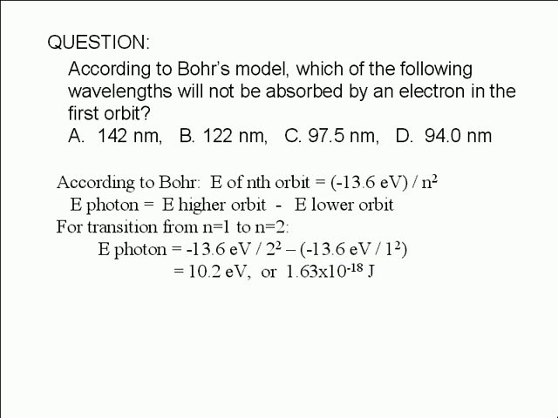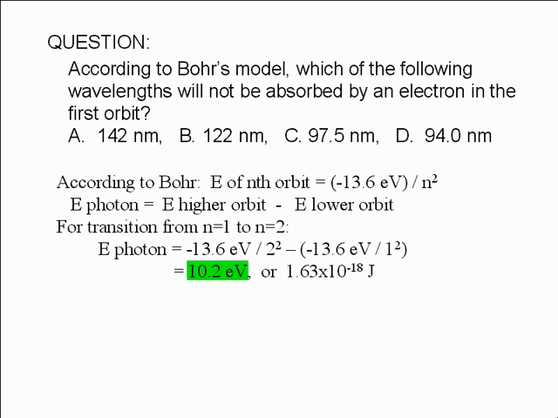The energy of the electron in the second orbit is negative 13.6 electron volts divided by 2 squared, and the energy of the electron in the first orbit is negative 13.6 electron volts divided by 1 squared. This gives us a value of 10.2 electron volts for the energy of the photon.